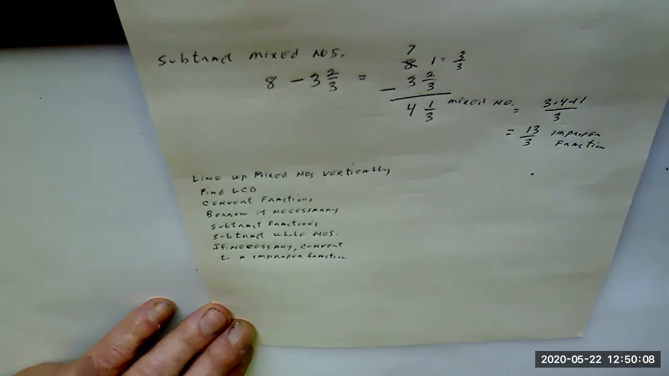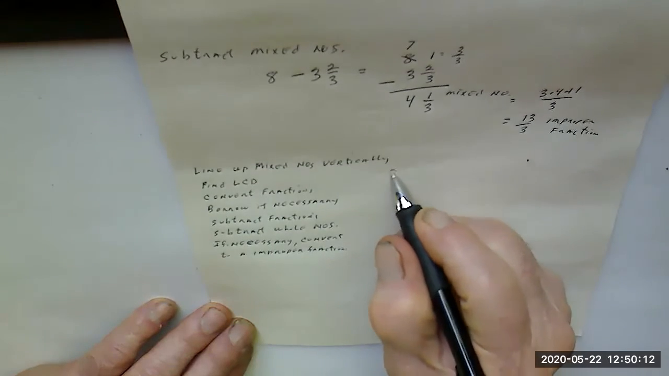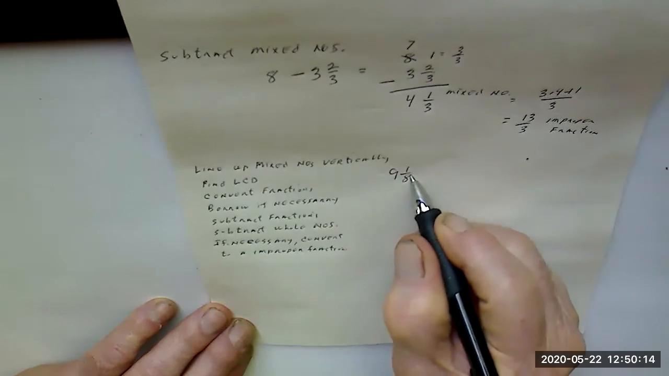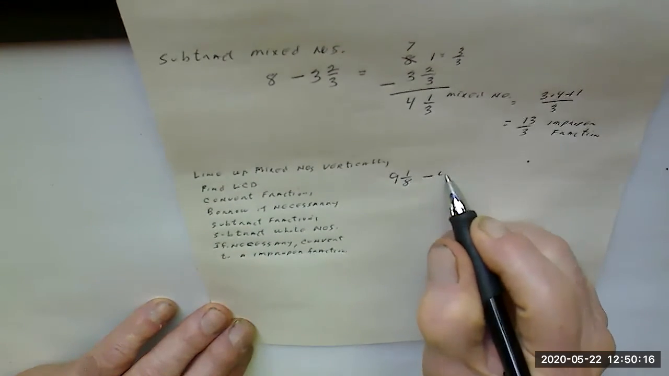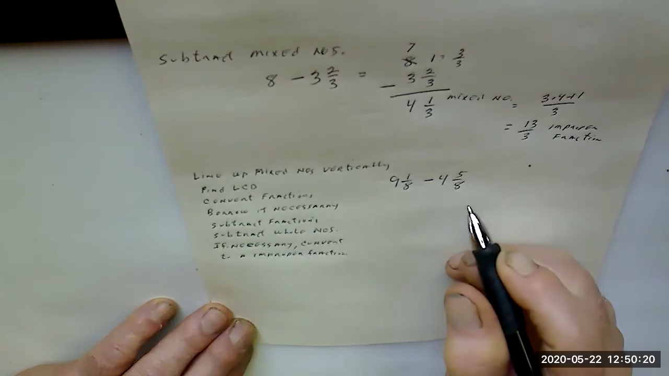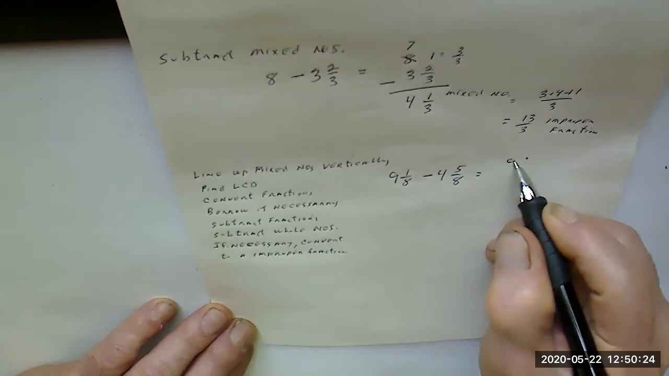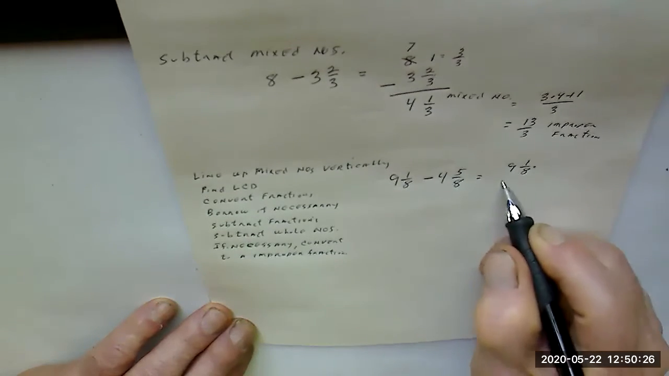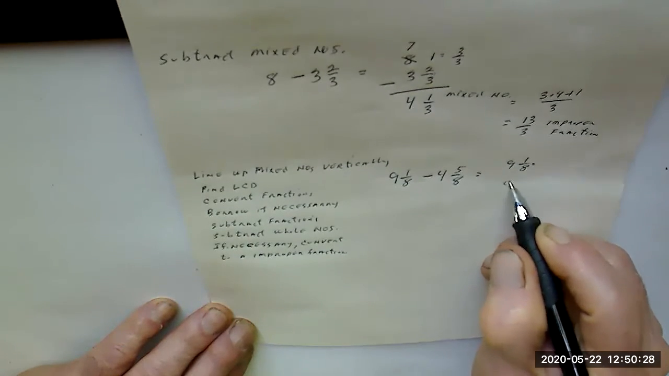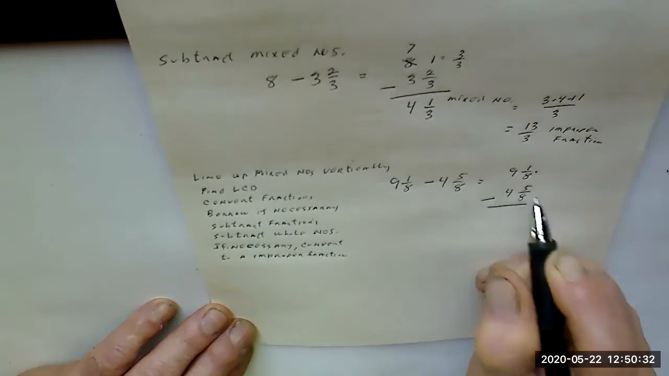Another problem. Let's say we want to take from 9 1/8, 4 5/8. And we want to do this in a vertical format. So we're going to have 9 1/8 up top. Underneath it, we're going to have 4 5/8. And we want to subtract.